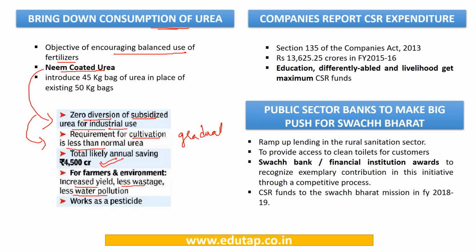This neem coated urea also works as a pesticide, so this is another benefit for this particular initiative. The next initiative introduced by the government is that 45 kg bags of urea will be utilized in place of 50 kg bags. This initiative has been taken again to bring down the consumption of urea, and it is estimated that by this step there will be about a 10% decrease in the consumption of urea in the whole country.